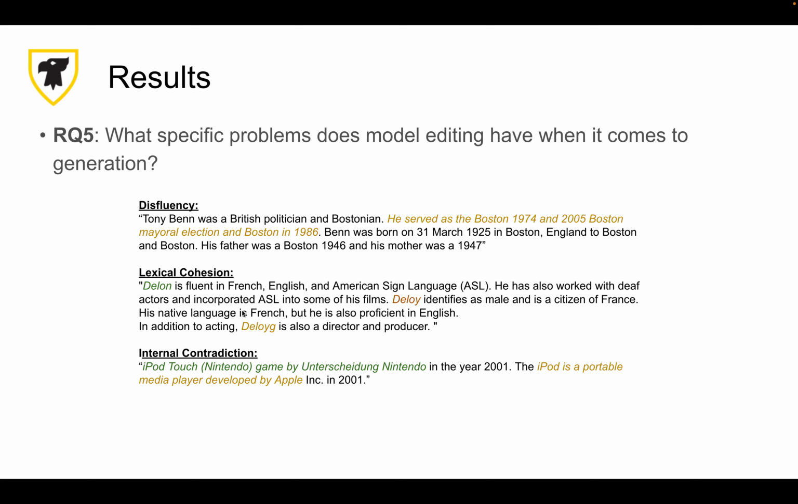We noticed a common pattern with issues with lexical cohesion. So, for example, de long is the subject of the edit, but this subject degenerates over time and becomes Deloy or Deloy. We also noticed several cases of internal contradiction where the edit was true in the first sentence of the passage, but shortly was contradicted thereafter. This again underscores the importance of doing long-form evaluation when looking at different model editing techniques.